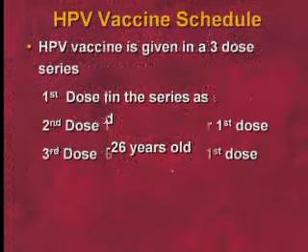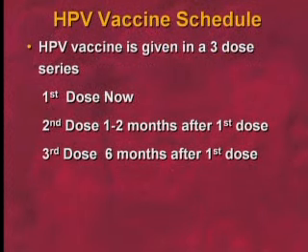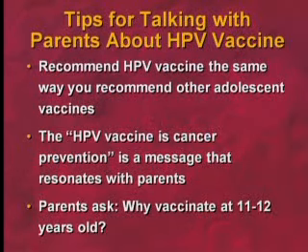The schedule, you have to have a three-dose series of the HPV. You give the first dose now. You do the second one 1 to 2 months after the first one, and the third one will be 6 months after the first dose, okay? Now, this is some work that we need to do.